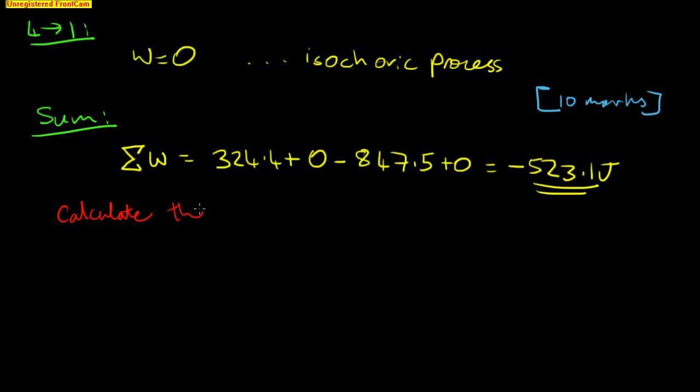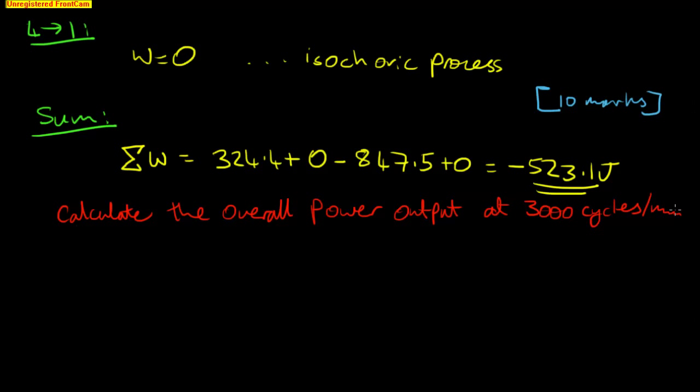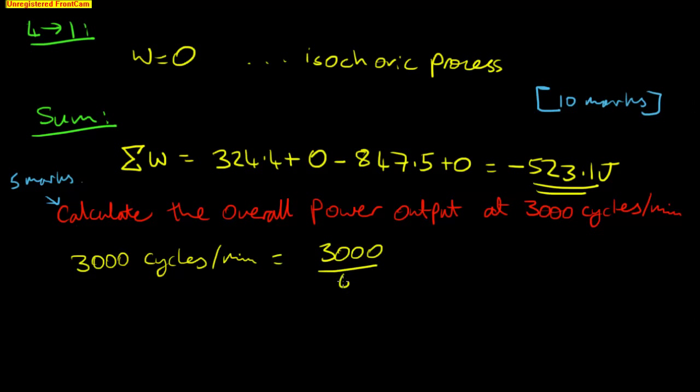The reason why we calculated the sum is because we're going to need to know it for the next section, which is calculate the overall power output at 3000 cycles per minute. So that's question C, and that's 5 marks. Okay, so 3000 cycles per minute is equal to 3000 divided by 60 cycles per second, which comes to 50 cycles per second.